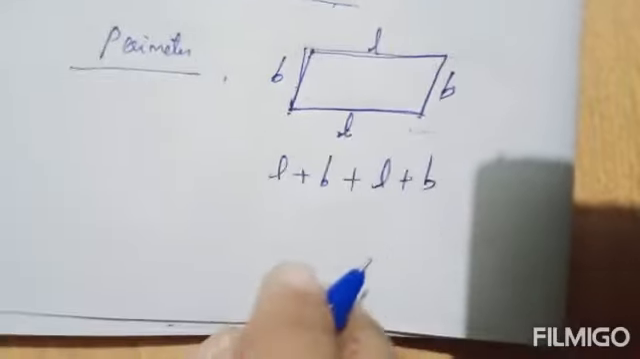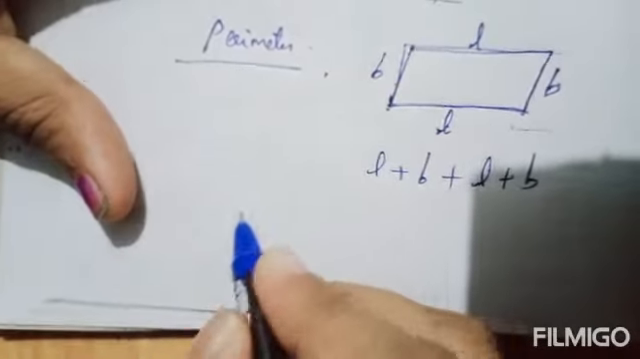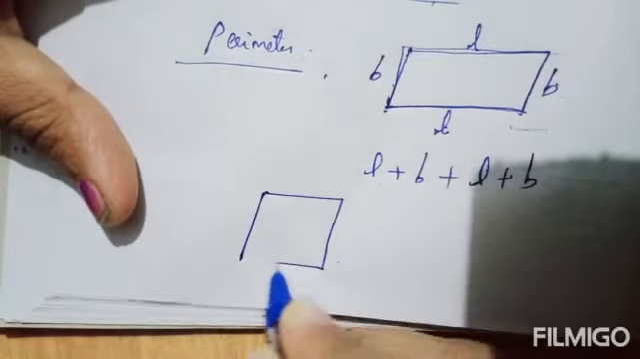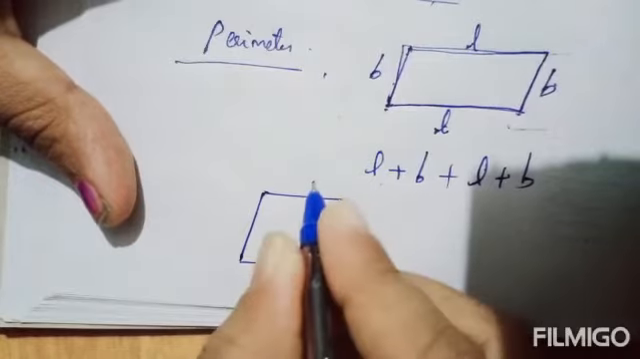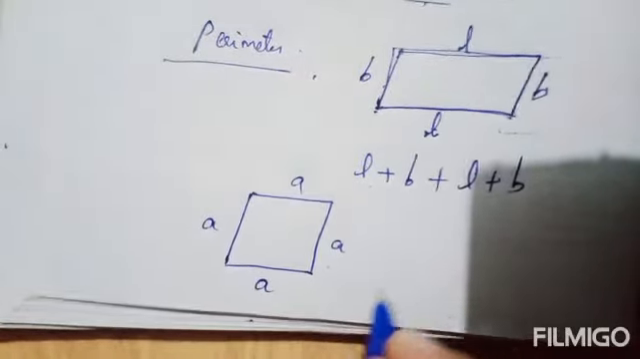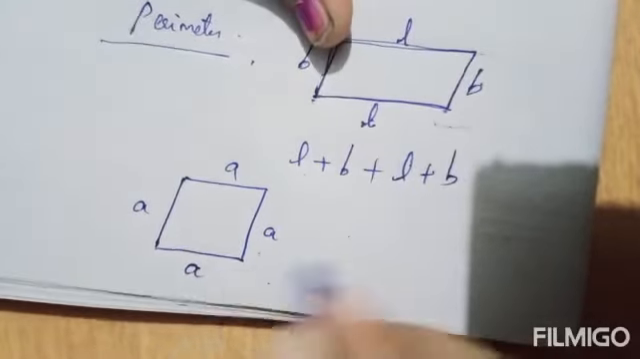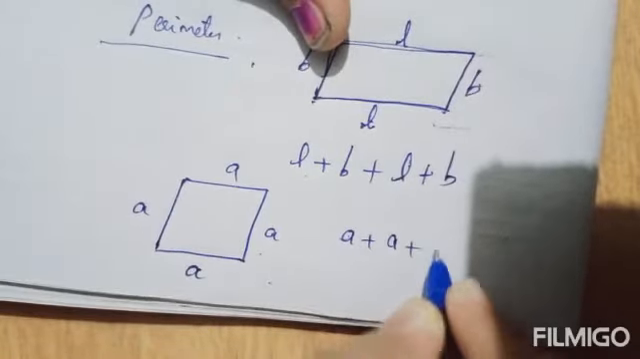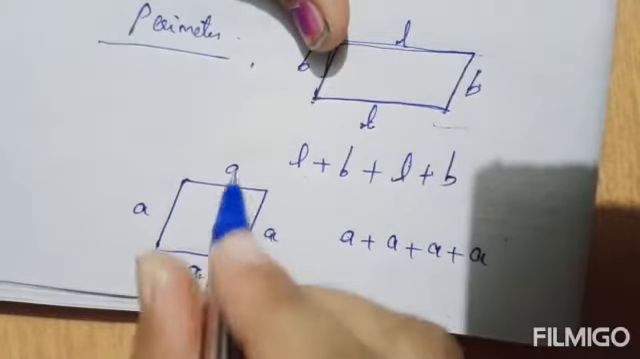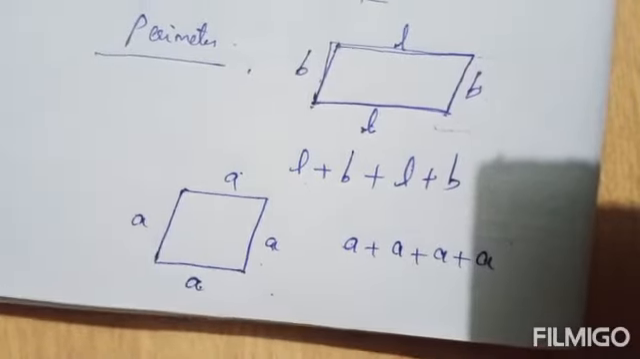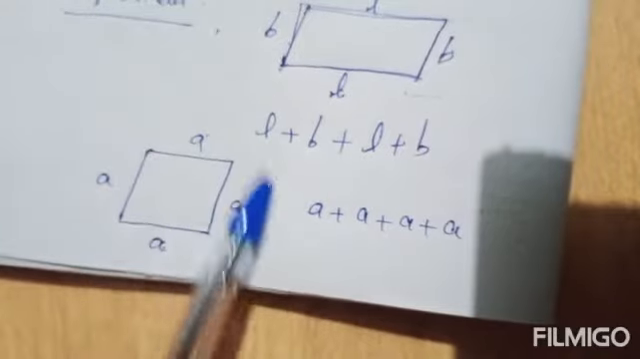Okay, in the case of a square, all sides will be equal. Let each side be A. So what will be the perimeter of the square? It will be A plus A plus A plus A, the sum of these 4 sides. This will be the perimeter of the square.